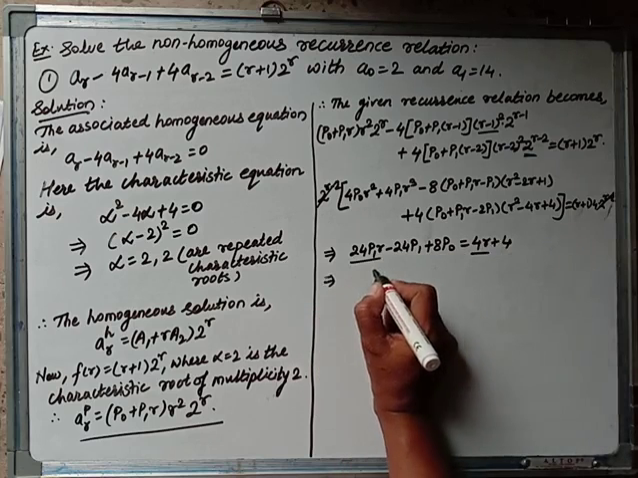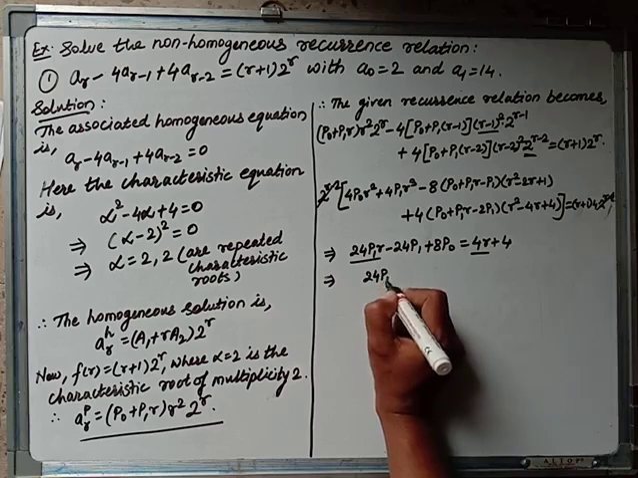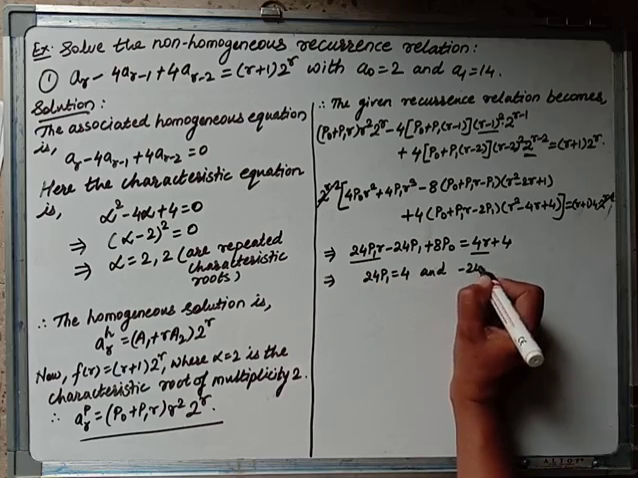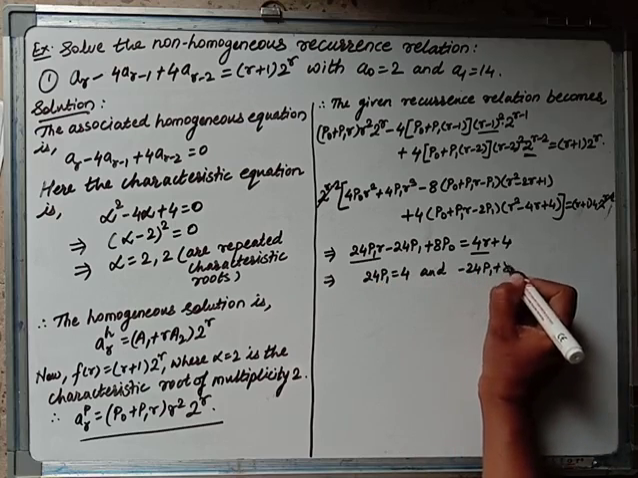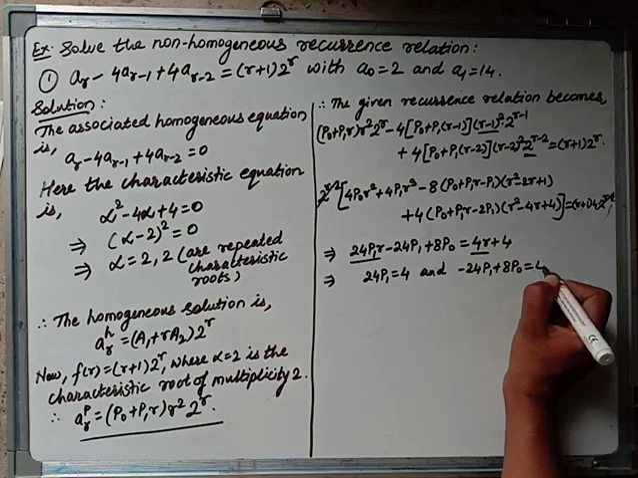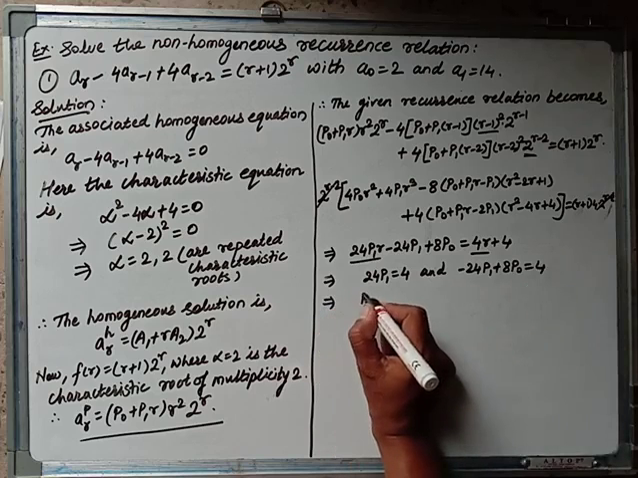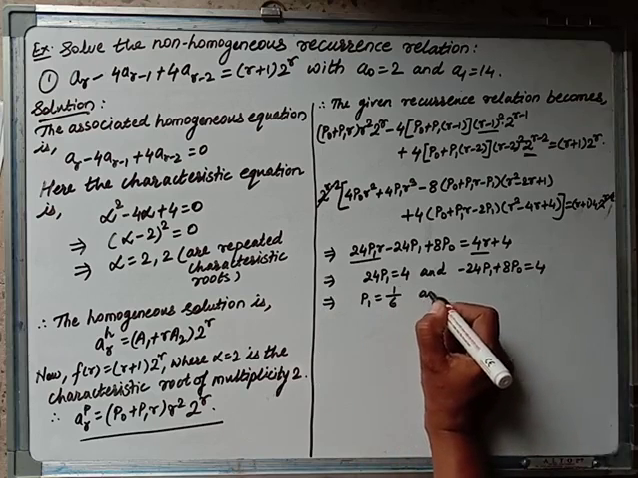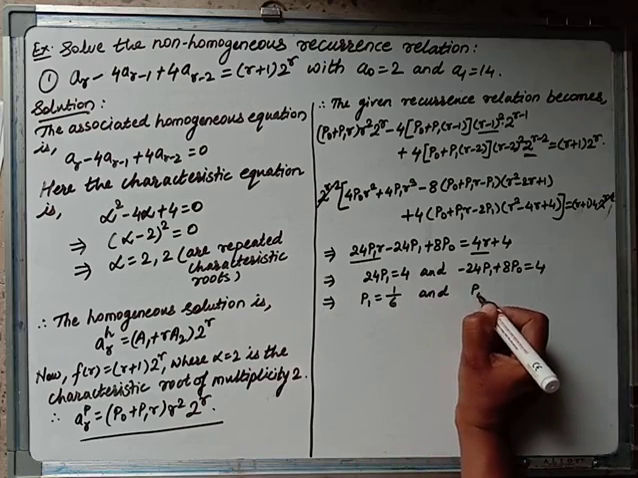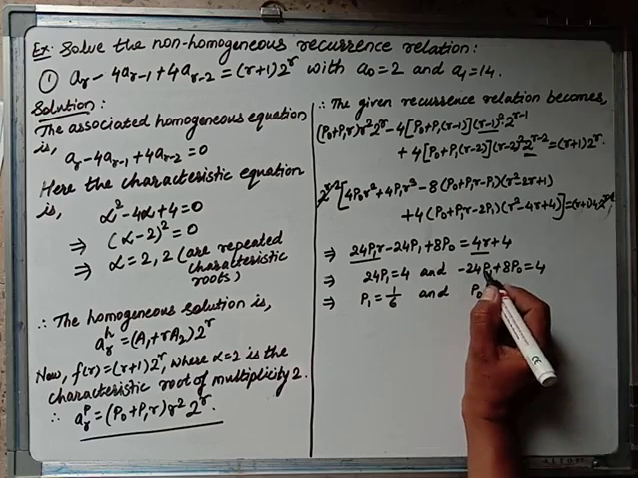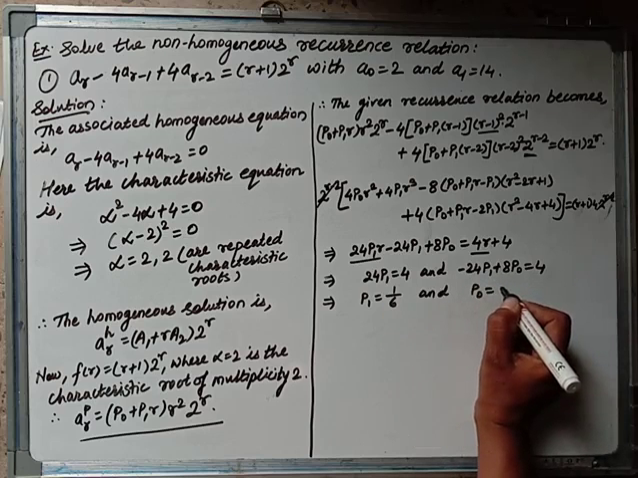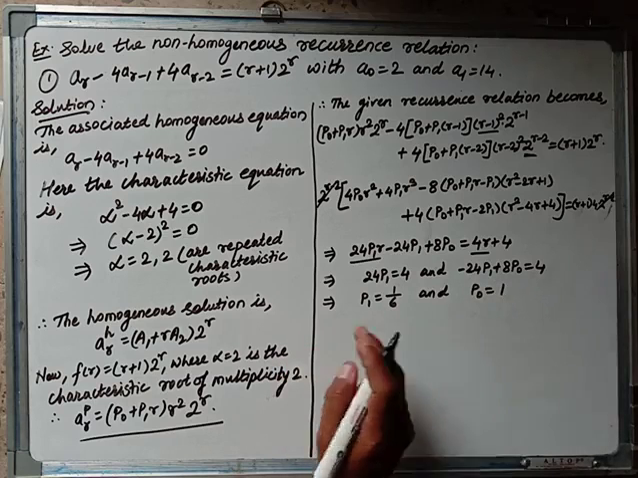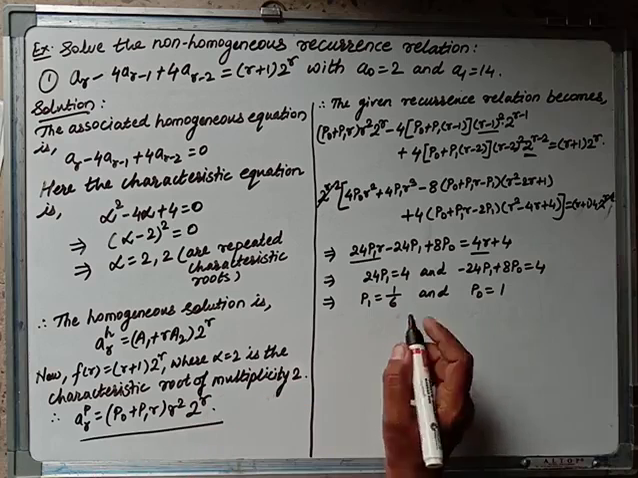So this will give us 24P1 equal to 4 and minus 24P1 plus 8P0 equal to 4. So this gives us P1 is equal to 4 by 24, so it will be 1 by 6, and P0 will be 1. Now put them in this particular solution.